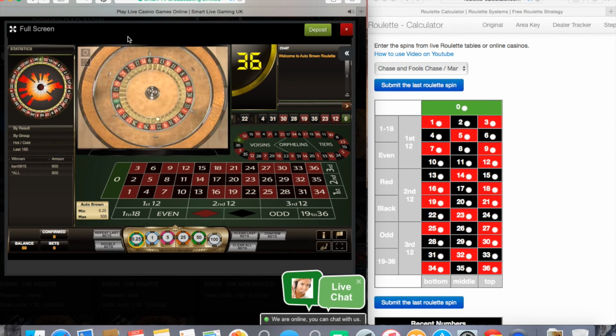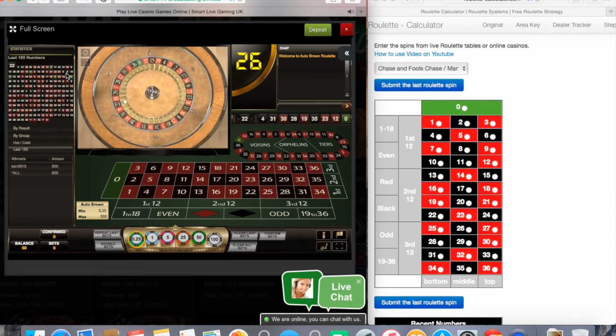Now I'm on Smart Live Casino, and the reason for that is it's quite a handy table, because if you look on the left hand side here you can see the last 185 numbers. So that means I can enter all of these numbers into the calculator. However, for this explanation I'm just going to go down 4 or 5 lines and start from there. Obviously you want to start further down and just start submitting the numbers in like this.